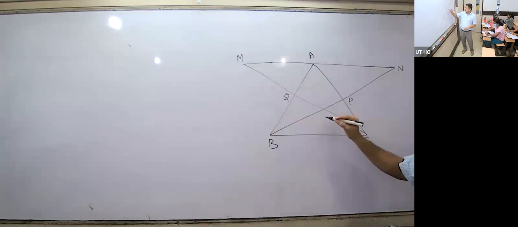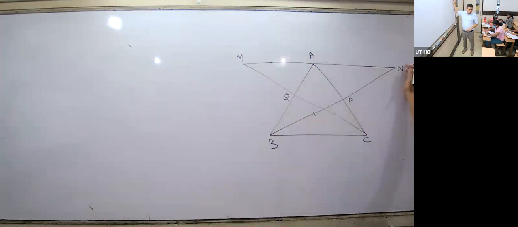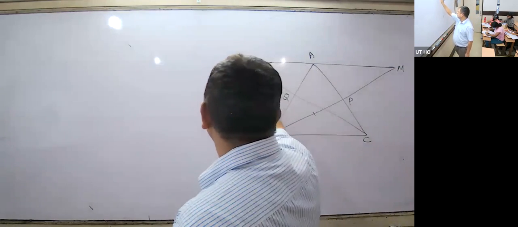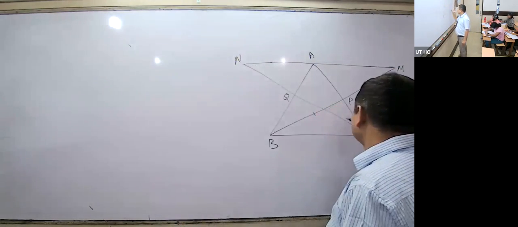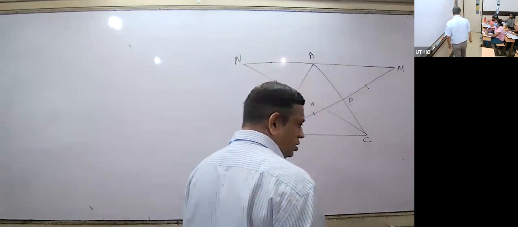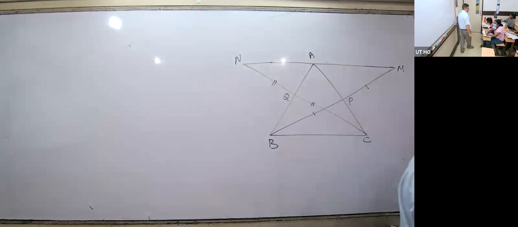BP is equal to PM. BP produced to M, and this is M and this is N. BP and PM are equal. CQ and QN are equal. Okay. Now, we have to prove what? M, A, N are collinear.